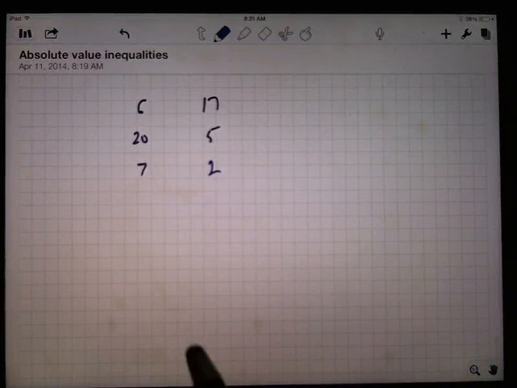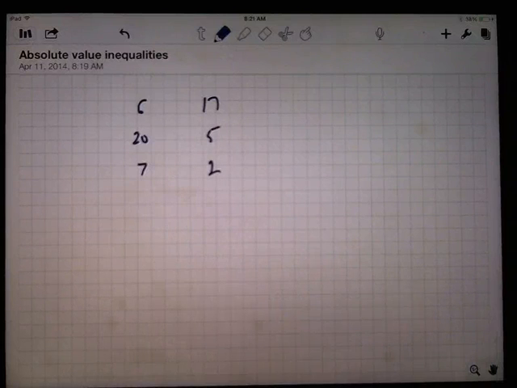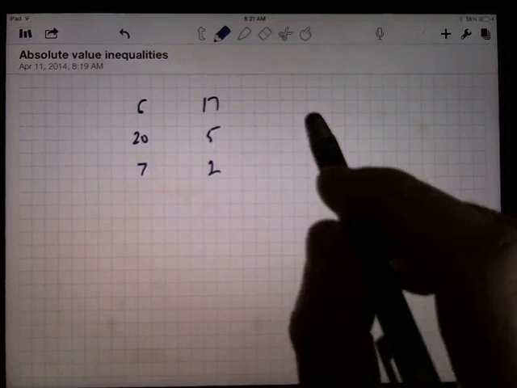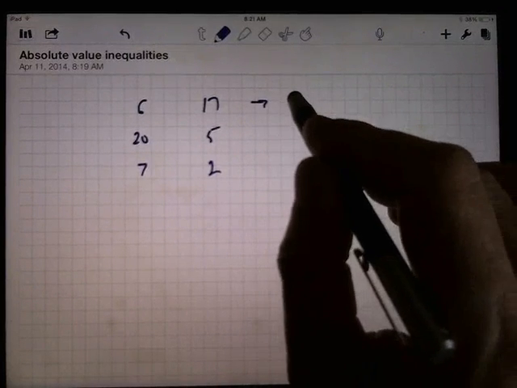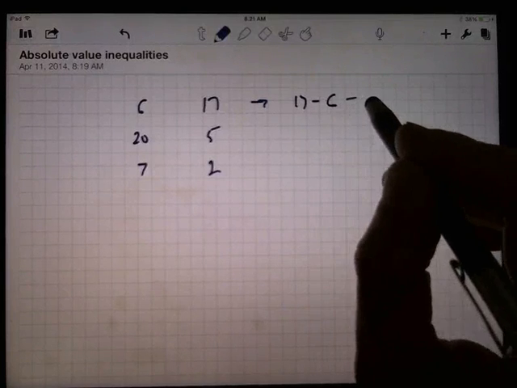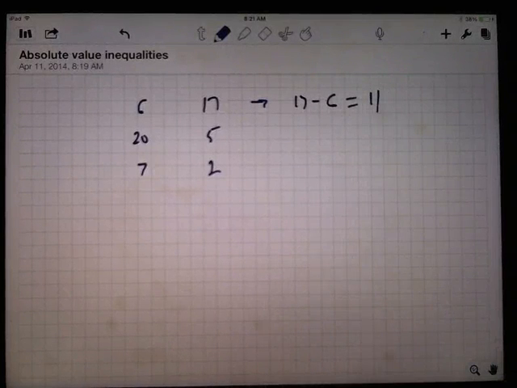So first of all, if I give you a couple numbers here, 6 and 17, and I say, what's the distance between those two? How far apart are they? Well, you're going to subtract them, right? They're 17 minus 6, whatever that is, 11. The distance between them is 11.